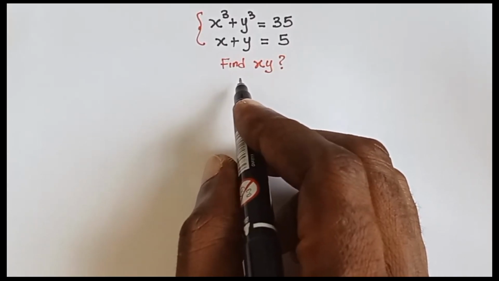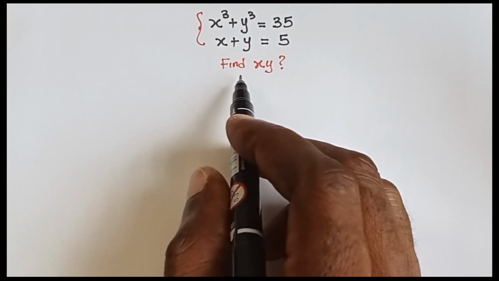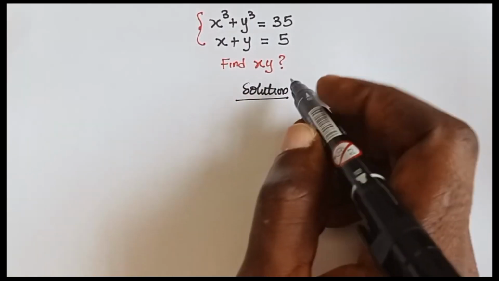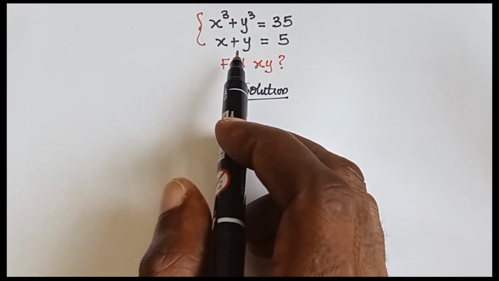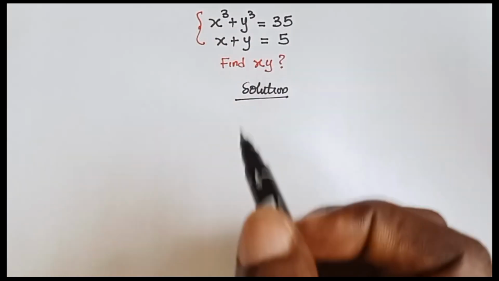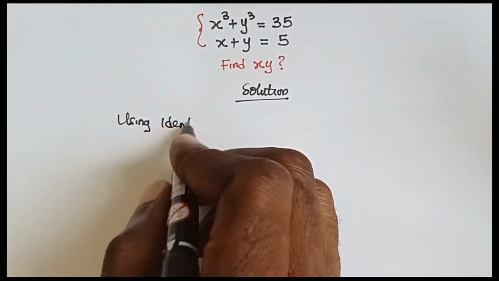In this video, I want to show us the easiest way to solve this simultaneous equation. Right, so we are going to use the identity for sum of cubes for this first equation, equation 1.